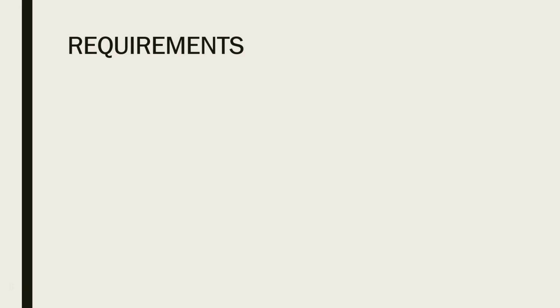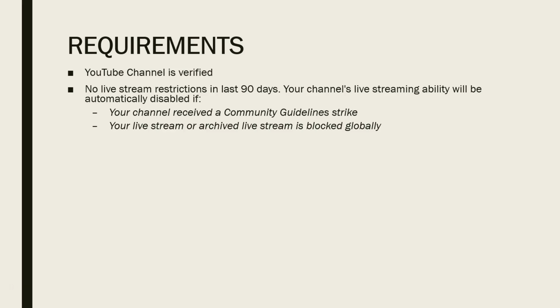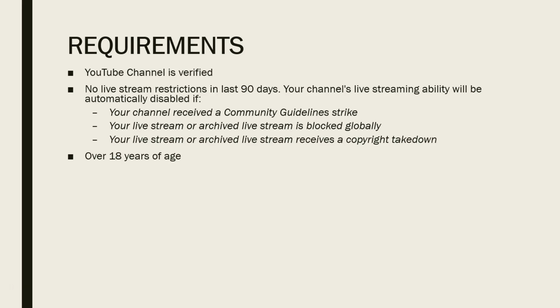Before you do any YouTube live video, you have to have the following requirements. Make sure your YouTube channel is verified. You have no live stream restrictions in the last 90 days. Your channel's live streaming ability will be automatically disabled if your channel received a community guidelines strike, your live stream or archived live stream is blocked, or your live stream or archived live stream receives a copyright takedown. You also have to be 18 years of age or older.